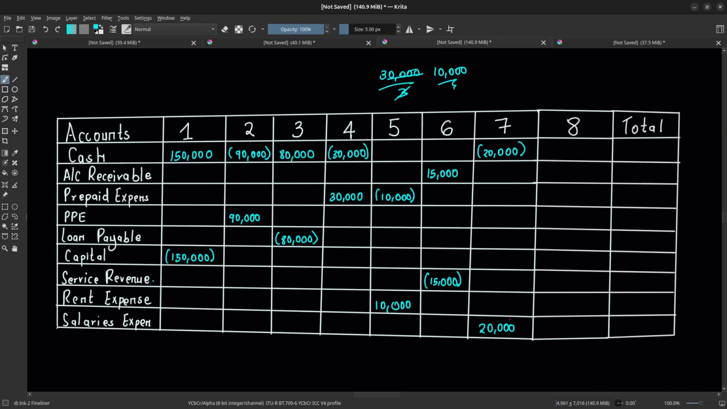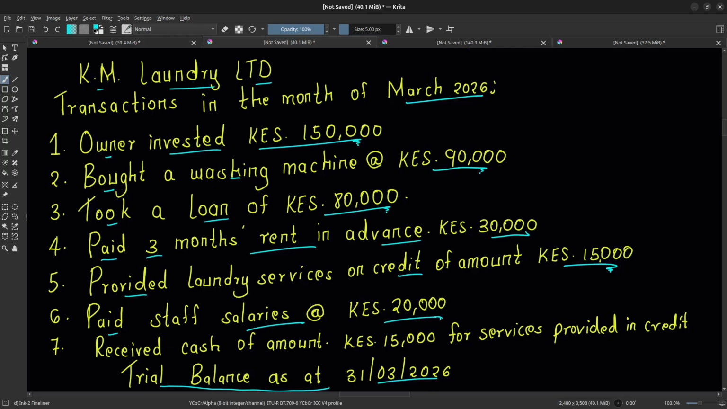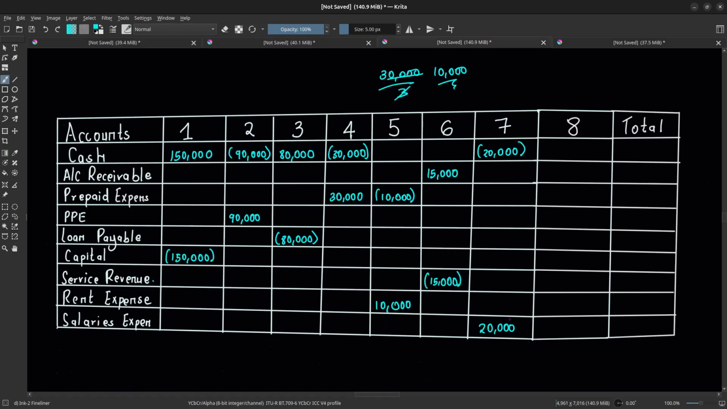Then let us look at the other transaction, in which you received cash of amount 15,000. That is, the business received cash of amount 15,000 for the services that were provided on credit. So you need to recognize an increase in cash. So you debit cash, and then you need to recognize that the receivable that you had has now been paid. So you credit your account receivable. Okay. So let us look at the balances.